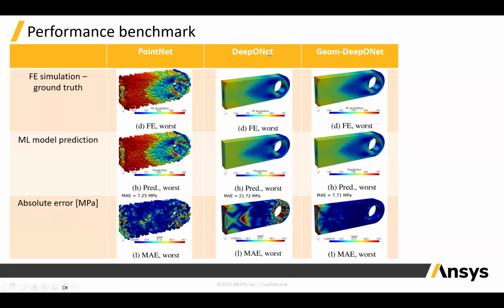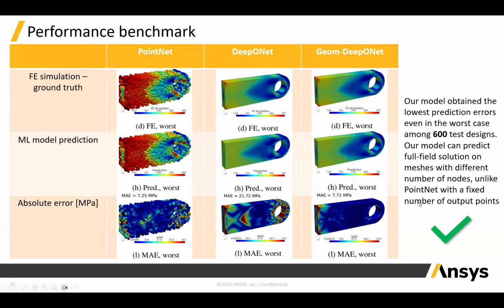In the middle column, you see the regular DeepONet prediction, and the big difference is that because we can predict on an arbitrary number of nodes, we can render them as a filled contour. We don't have to render discrete points because we can predict one result for every node in the mesh, and then render them like anything in classical finite element simulations. That's why, for the two DeepONet models, we can render field contours. In the last column, we do significantly better than the regular DeepONet model in the worst case, dropping from nearly 22 megapascal prediction error all the way down to about 7.71.